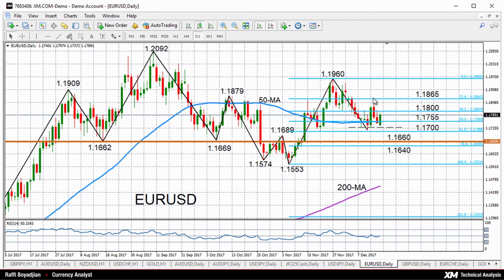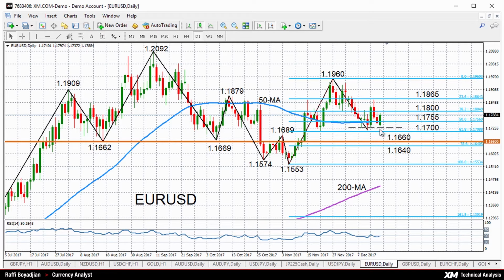That previously acted as resistance earlier in the month, but for greater upside momentum, we would need to see a challenge of the November top of 1.1960. In the medium term, the outlook is still neutral.